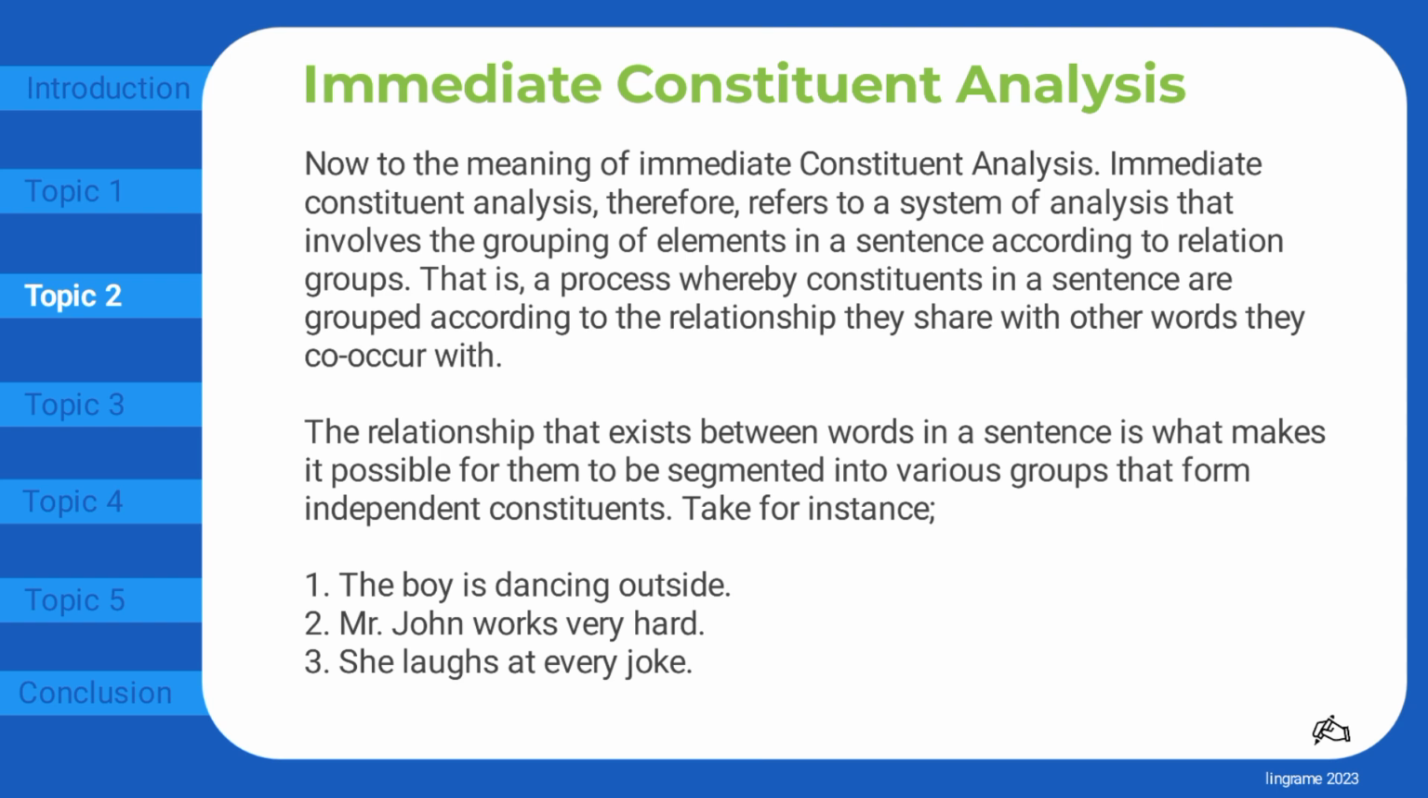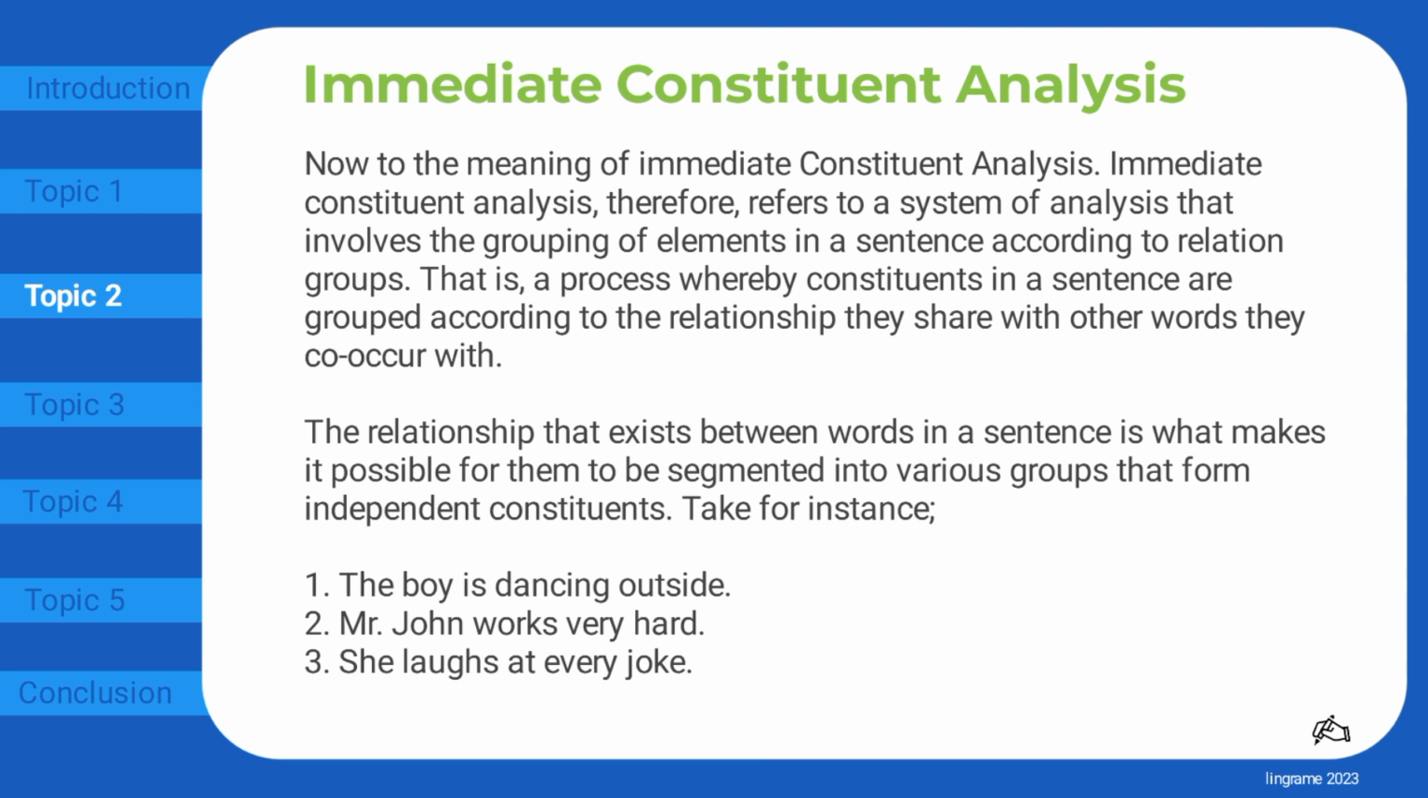Immediate constituent analysis. Now to the meaning of immediate constituent analysis. Immediate constituent analysis, therefore, refers to a system of analysis that involves the grouping of elements in a sentence according to relation groups. That is, a process whereby constituents in a sentence are grouped according to the relationship they share with other words they co-occur with. The relationship that exists between words in a sentence is what makes it possible for them to be segmented into various groups that form independent constituents.